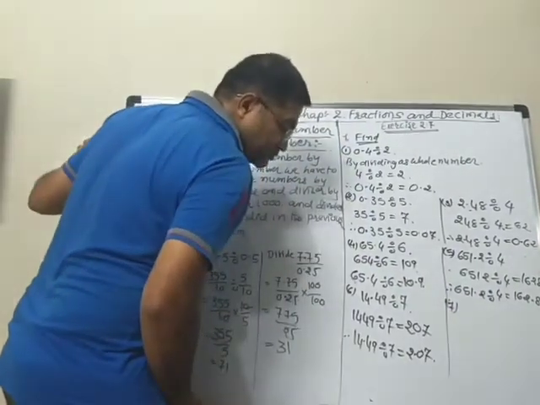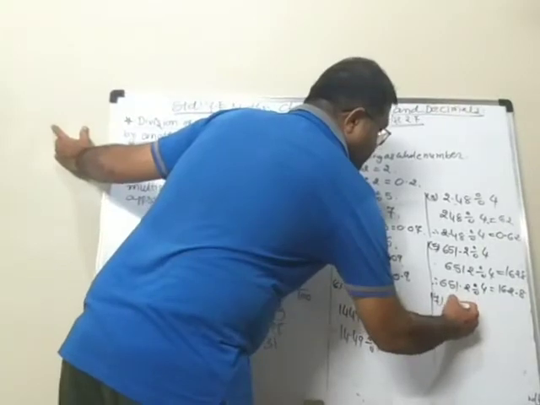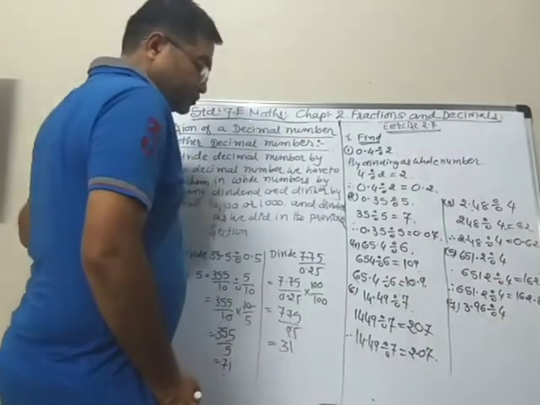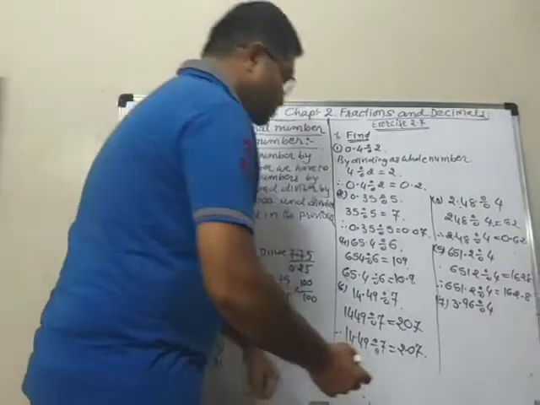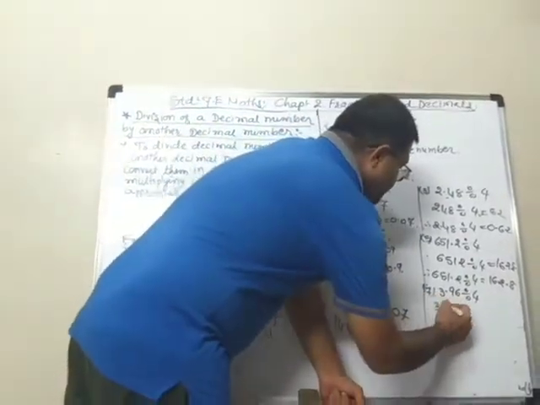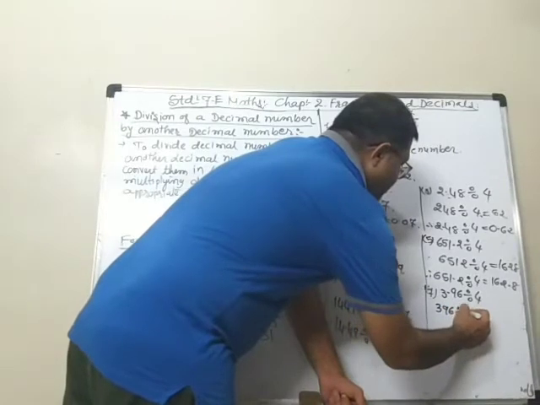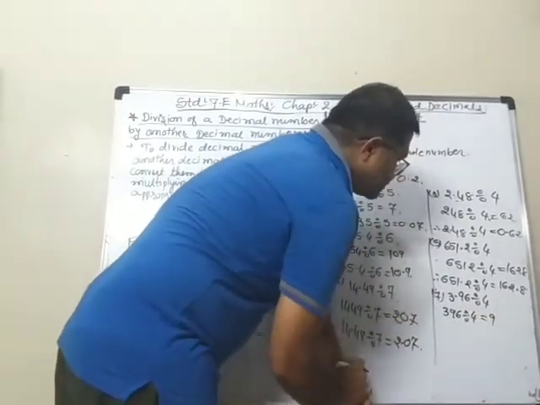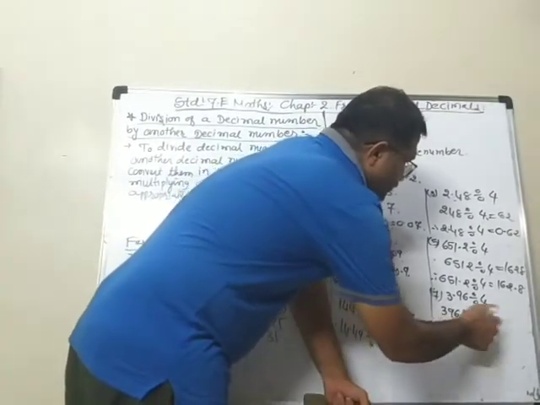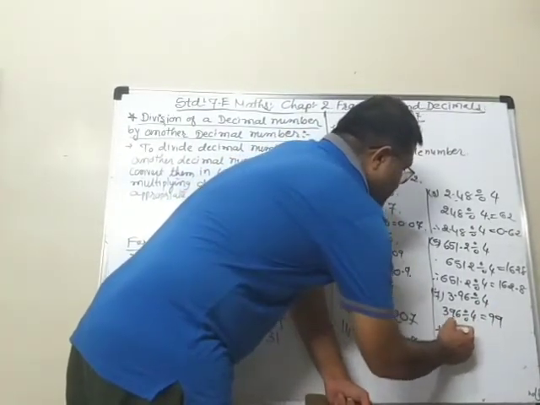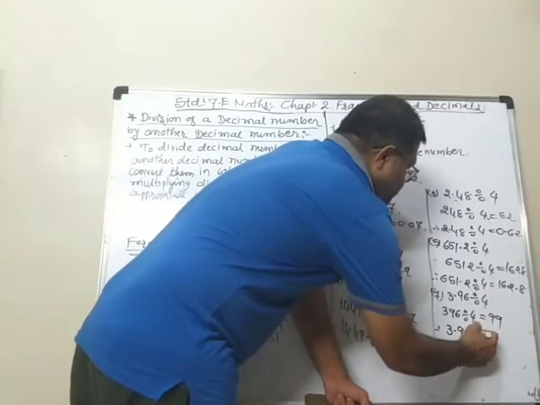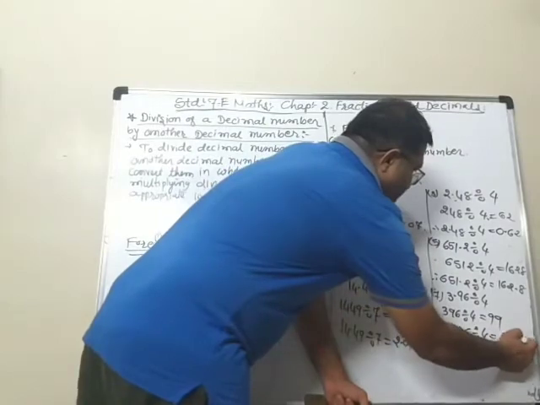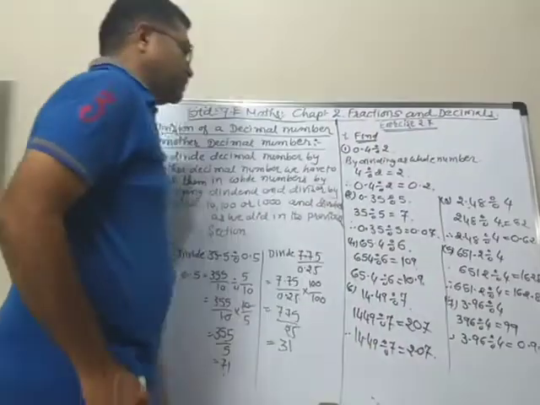Then the seventh one. Seventh one is 3.96 divided by 4. Now 396 divided by 4. 4 nines are 36. Therefore 3.96 divided by 4. There are two decimal places, so the answer is 0.99.